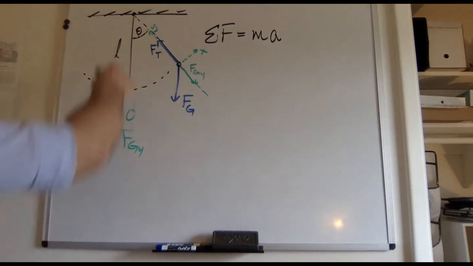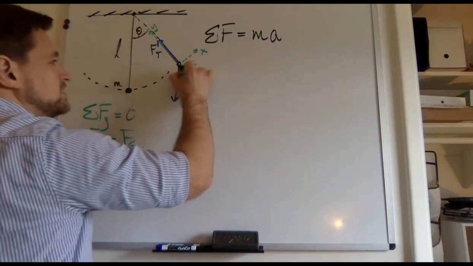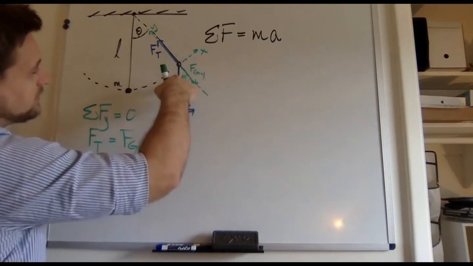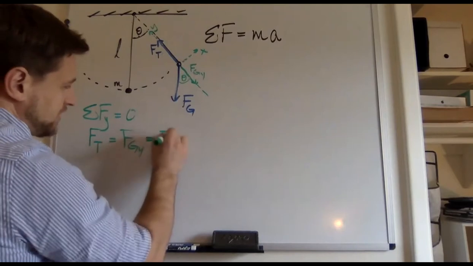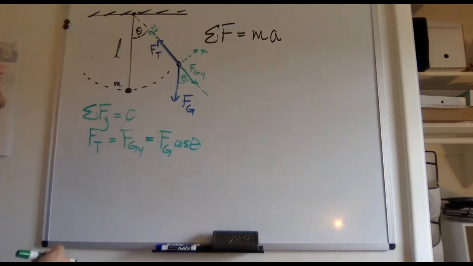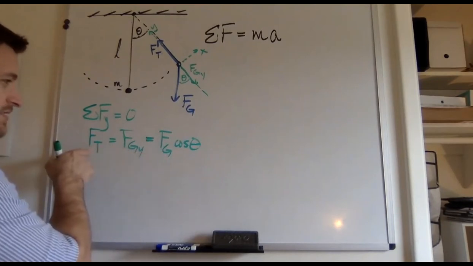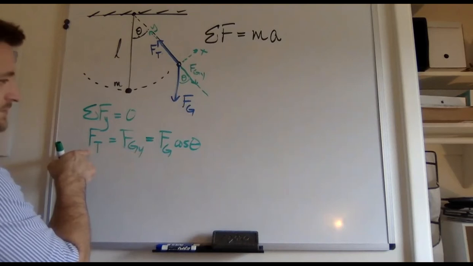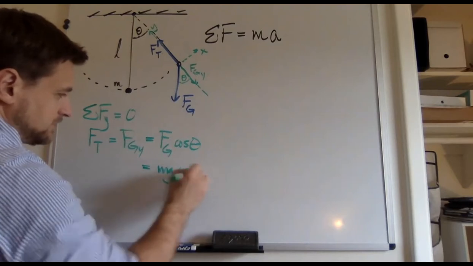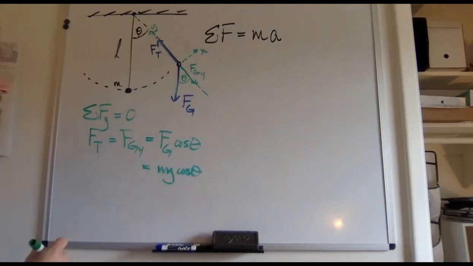Now, this angle is theta, so is this angle. And then the y component here is the adjacent side. So this is hypotenuse cosine of the angle. Okay, so the tension, yeah, there it is, mg cosine theta. Well, okay.